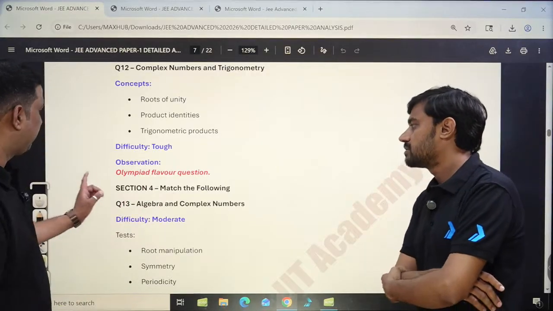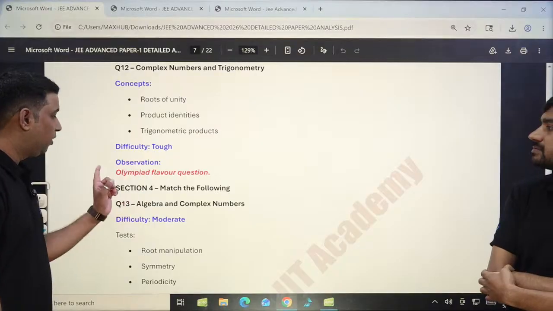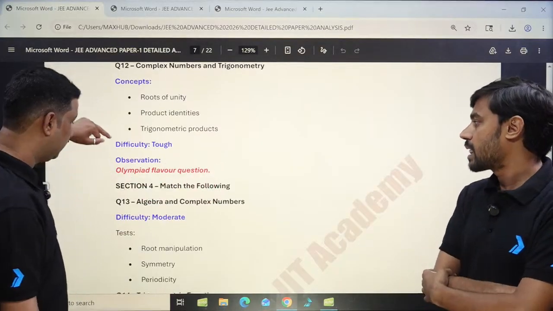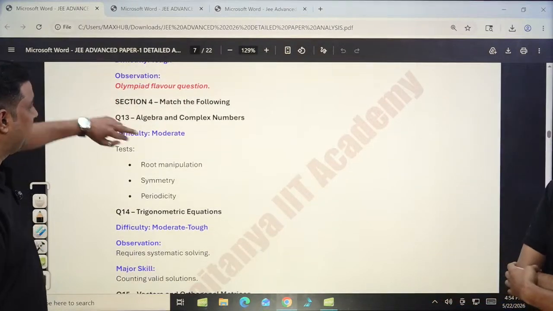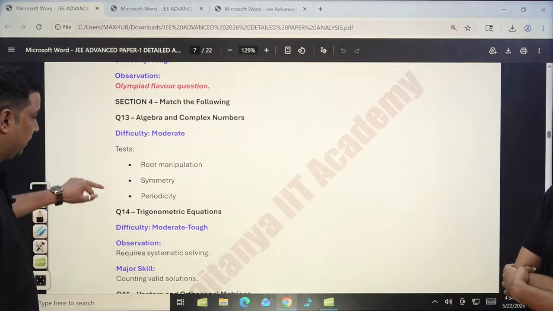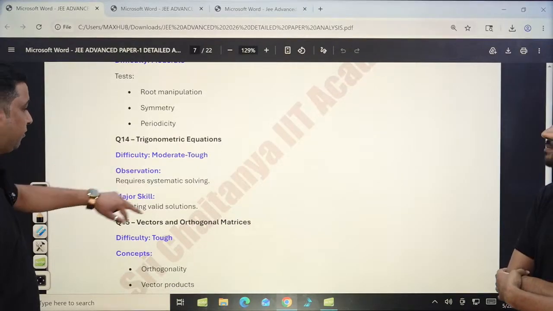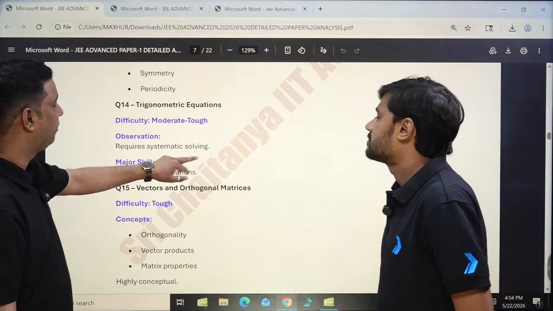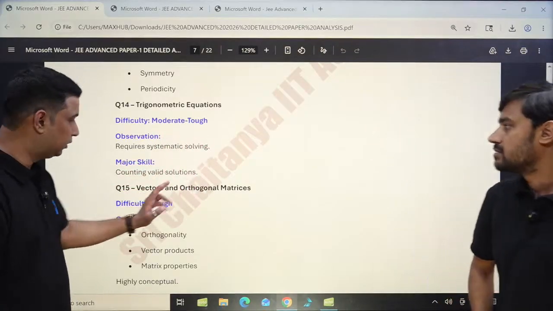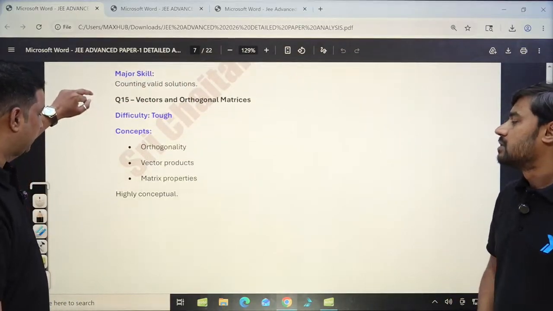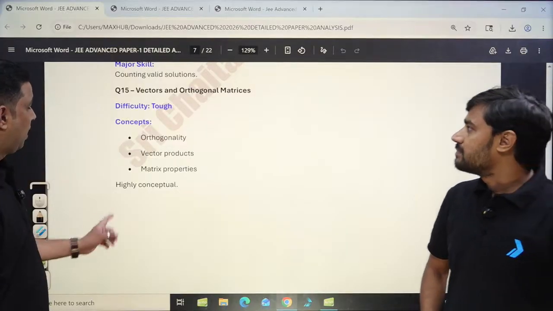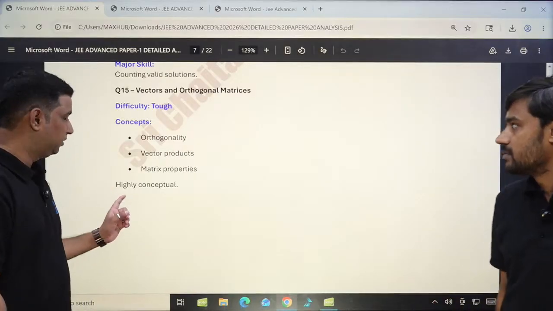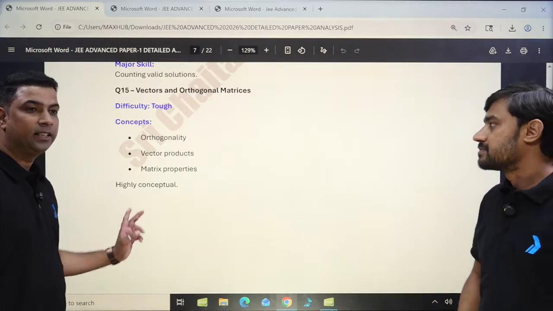Our team has specified in the observation that this was an Olympiad-favor question, meaning it was tough. This question was on the tougher side. Similarly, question number 13, algebra and complex, was moderate. Question number 14, trigonometric equation, again required observation and systematic solving, meaning moderate to tough. And vector orthogonal matrix, this question was highly tough. Many of the students shared their point of view. It was a highly conceptual question.